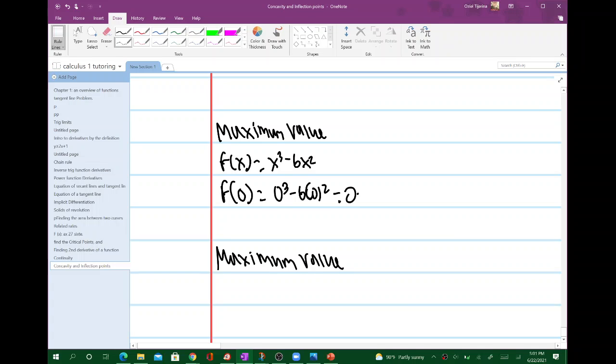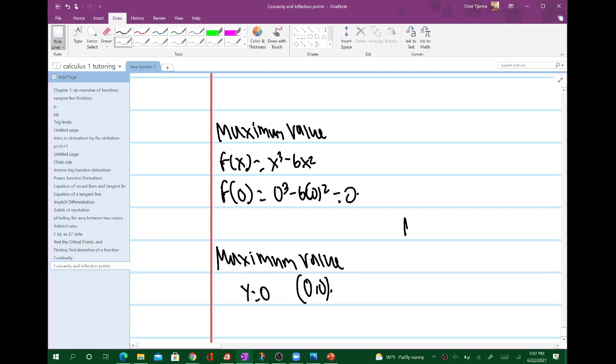I would say it occurs at y equals 0, but I would also say in coordinate form the maximum value is at y equals 0, but I would also say it's at 0, 0.